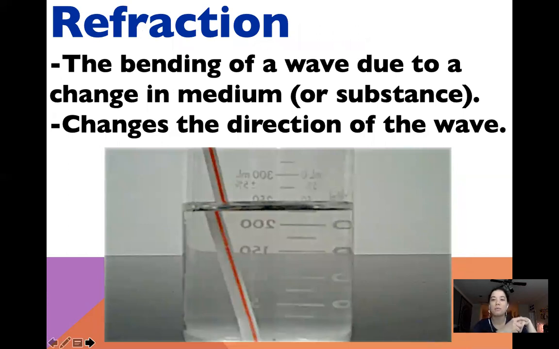Refraction is the bending of a wave due to a change in medium or substance. So this change in medium changes the direction of the wave. In this case, we've got air, and then we have water. And as the light waves go from the water to the air, the light waves change direction ever so slightly. And that change in direction causes the image to look distorted.